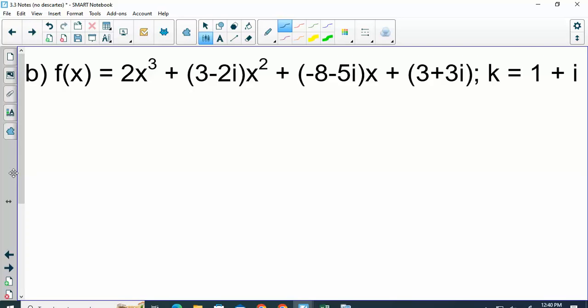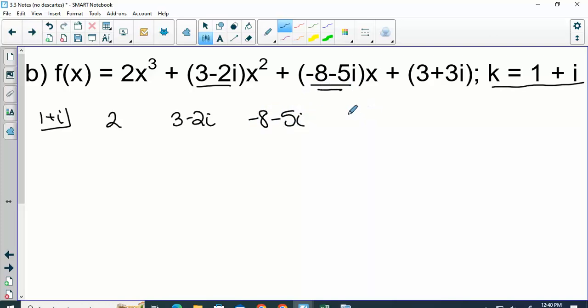So this one's kind of nasty looking because of all the i's. But I gave you k, I gave you that first 0, so 1 plus i, right here. My coefficients are 2, 3 minus 2i, negative 8 minus 5i, and 3 plus 3i.